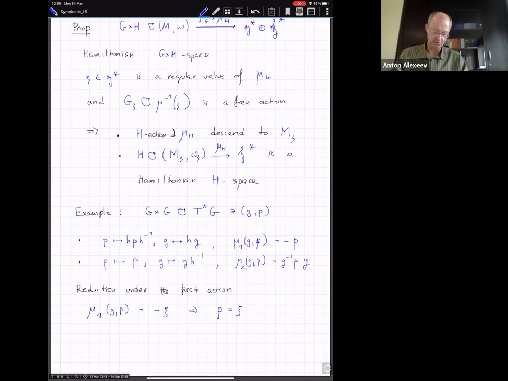Right. So what's the level set? Now this is very easy, right? So these are points (g, P) with P equal to minus psi. So this is isomorphic to a copy of G.